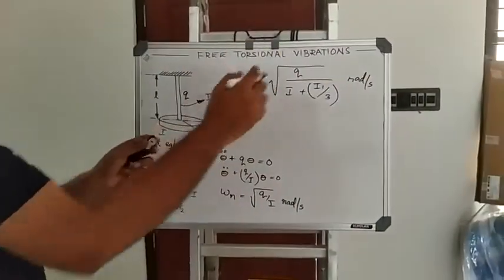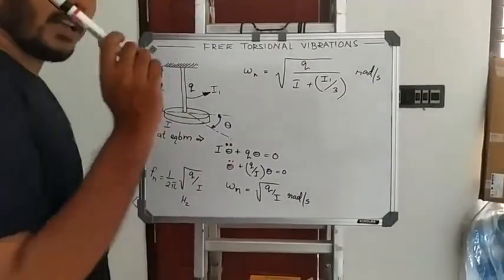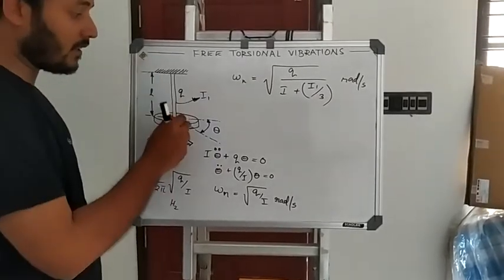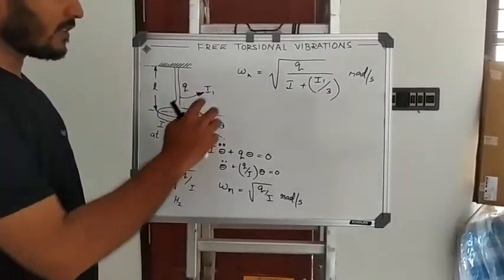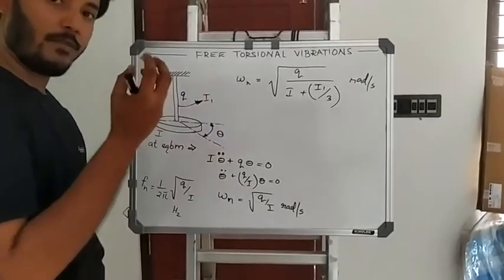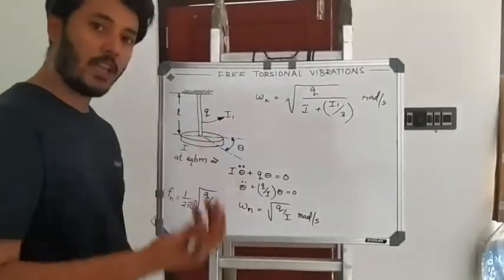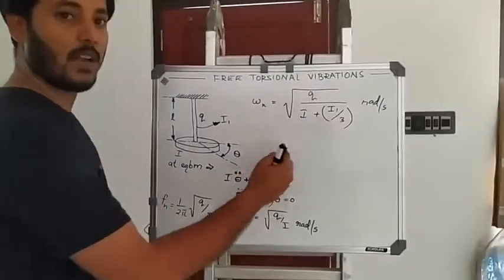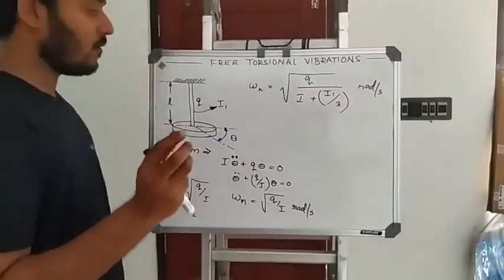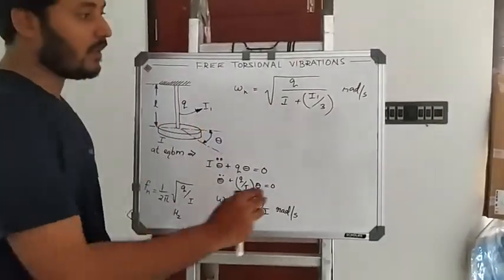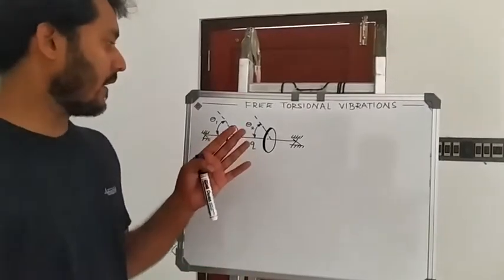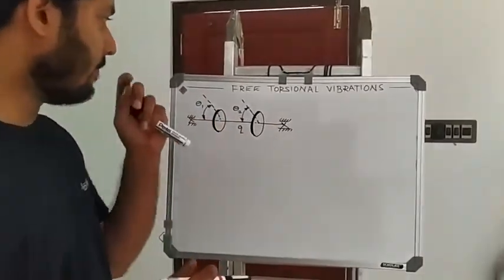Now, how is this change occurring? Only when we consider the effect of mass of this restoring element. Here the shaft is the restoring element, and if the shaft is having a mass I1, and if we take that particular moment of inertia I1 into consideration, then the natural frequency of vibration slightly changes to this value. That means 1 by 3rd value or magnitude of this moment of inertia has to be taken into account while calculating the natural frequency. Now, let us look into one more scenario.